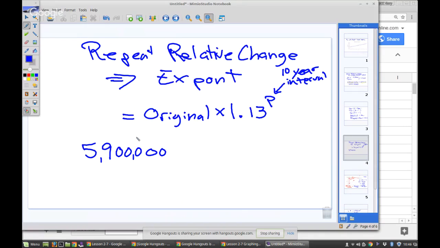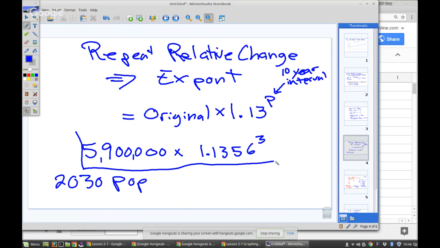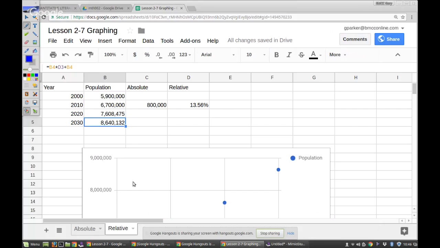So I think that if we want to get the 2030 population, then we would take this and multiply by 1.13, I'm going to throw those other decimals, 5, 6, and raise it to the 3rd power. So see if you can type that into your spreadsheet or calculator. I'm going to type that into my spreadsheet. So come into your spreadsheet, and then just go off to the right here somewhere. I'm just going to go out to column E in row 5.